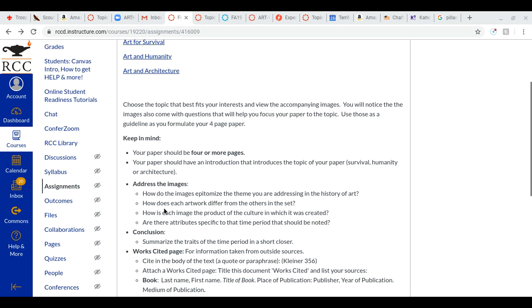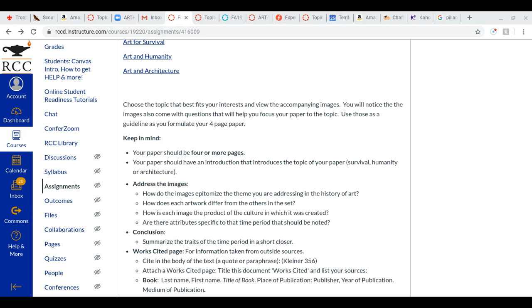Your paper needs to start with an introduction. Sometimes I think the introduction is almost easier to write after you've written about the images. Your introduction is going to want to be pretty generic, where you introduce your theme, survival, and then say, these are the 3 periods that I'm going to discuss to see how the common thread of survival ties these works of art together. So you're going to keep that a little bit on the generic side. After you address the images, you may want to go back and revisit that intro.